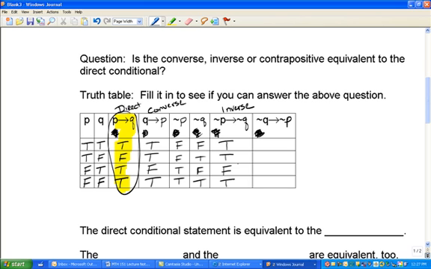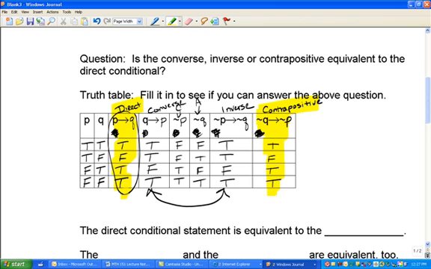What we do note, however, is the converse and the inverse are equivalent. So that means it must be the contrapositive. Let's check and make sure. So the antecedent this time is the not Q. There's our antecedent. And our consequent is the not P. So if false, then false is true. If true, then false is false. If false, then true is true. And if true, then true is true. And we see, yes, this does turn out to have the same truth value as the direct conditional.